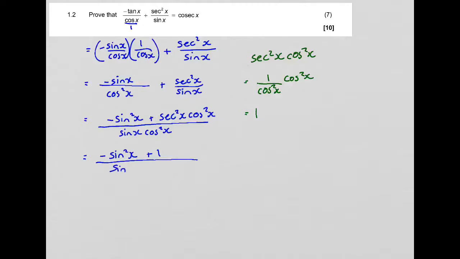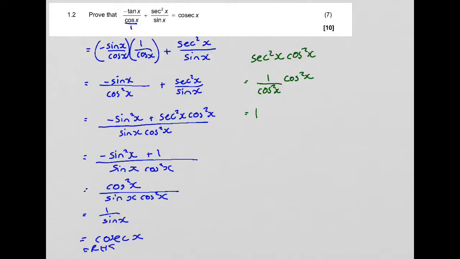Alright, so then in the next step here, we're left with minus sine squared x plus 1 over sine x cos squared x. And at the top now, using the squares identity, that becomes cos squared x over sine x cos squared x. Cos squareds cancel, and you're left with 1 over sine x, which is equal to cosec x. It's a reciprocal function, and therefore that's equal to the right-hand side.